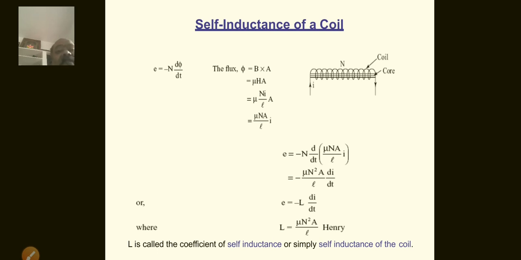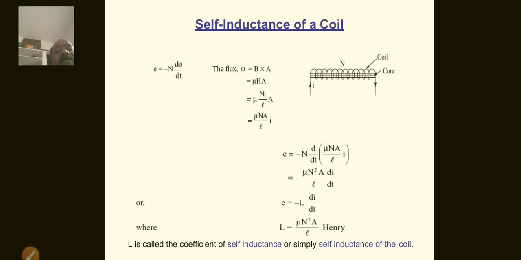So you may take again mu Na by L into I. So again, this is called phi. Phi should be substituted in the above equation, E is equal to minus n d phi by dt. In that you may apply the phi value, mu Na by L into I. So therefore E is equal to minus n, as usual, d by dt of, instead of phi, mu Na by L into I. So you may apply that, where mu Na by L is the constant term, so it should come out: minus mu n square A by L into di by dt.